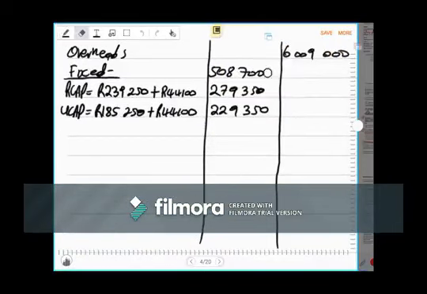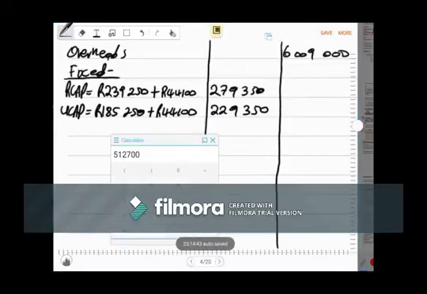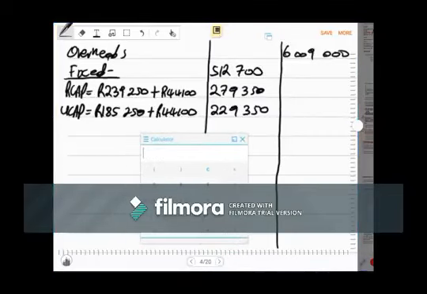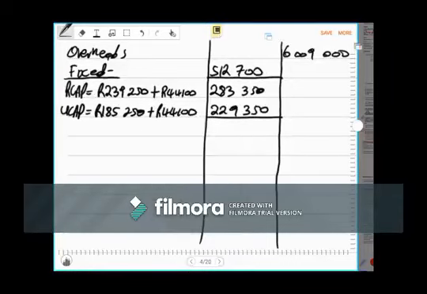So this gives me 512,700. Let me check where I've done the mistake. 239,250 plus 44,100 is 283,350. Okay, this is where I've done a mistake. 283,350 plus 229,350. Yes, so I've identified where the mistake was. Then now we have fixed as 512,700, and another portion was variable.